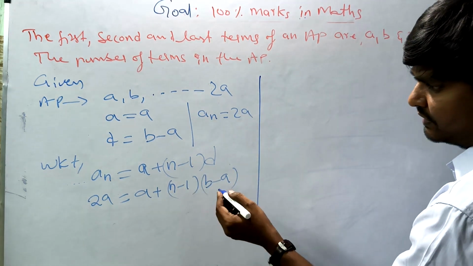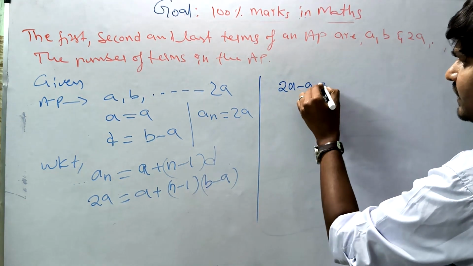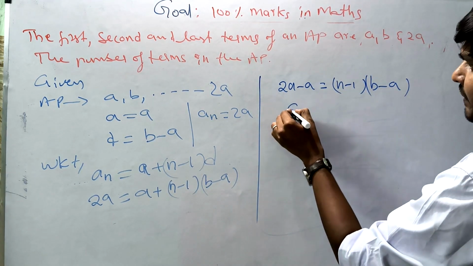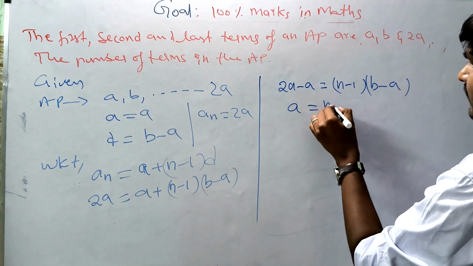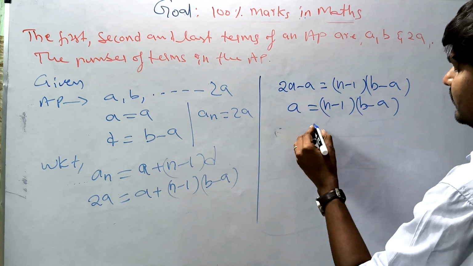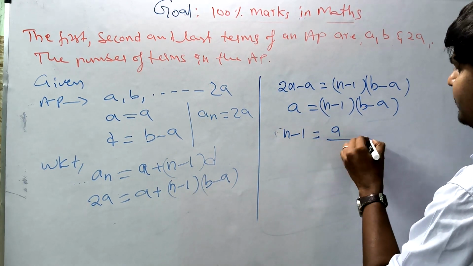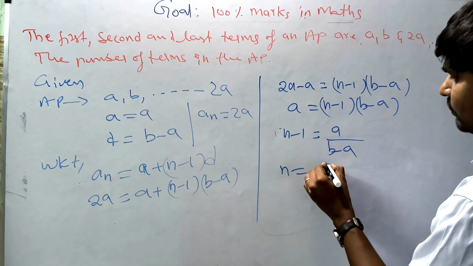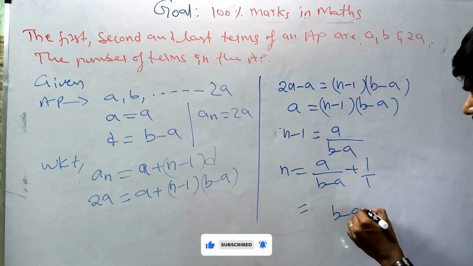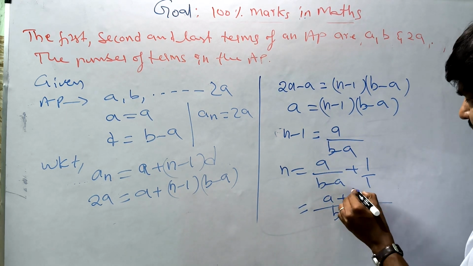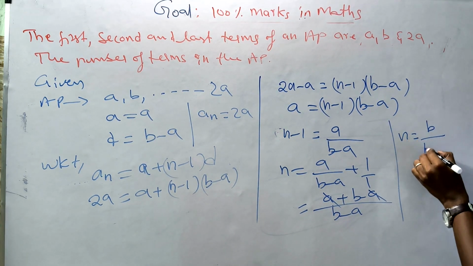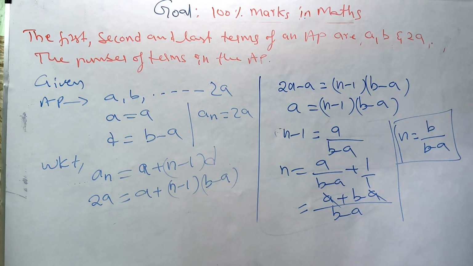Now from this, if you transfer a to this side, 2a minus a is equal to (n minus 1) into (b minus a). Clear? Now 2a minus a, so a is equal to (n minus 1) into (b minus a). From this, n minus 1 is equal to a by (b minus a) only. Now n is equal to a by (b minus a) plus 1. Now do the LCM. Here what will we get? (b minus a), here a plus (b minus a). a gets cancelled. Then n is equal to b by (b minus a). This means this many terms are there.